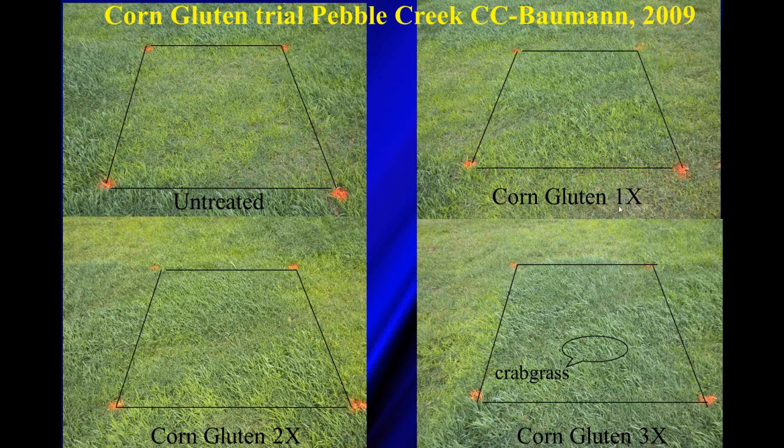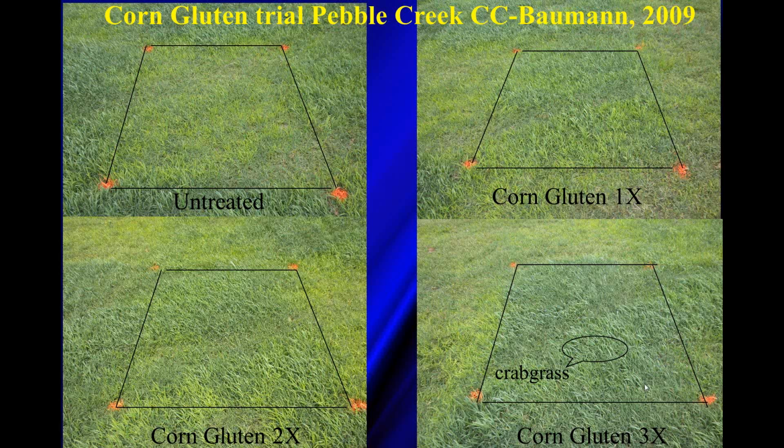This is the recommended treatment showing no crabgrass control. This is twice the recommended treatment. Again, little, if any, crabgrass control. And this is 3 times the recommended application rate. And again, no crabgrass control. The only difference that you see here is that everything, the Bermuda grass and the crabgrass, is growing quite well because corn gluten meal has about 8 to 10% nitrogen in it.